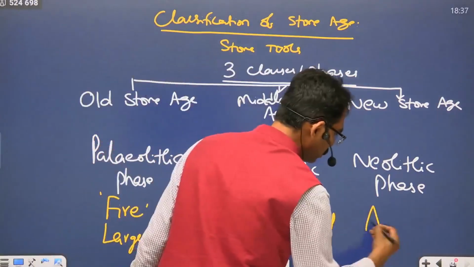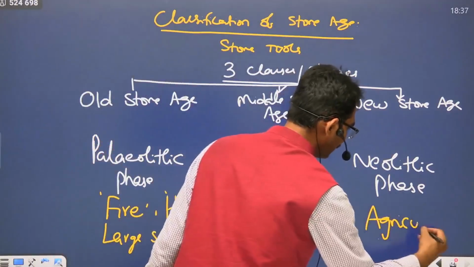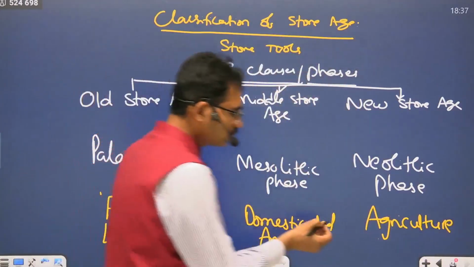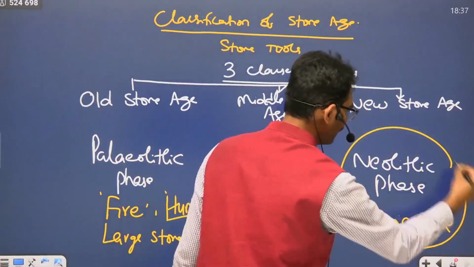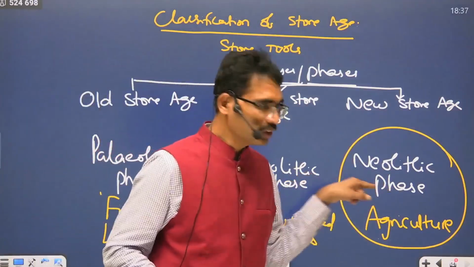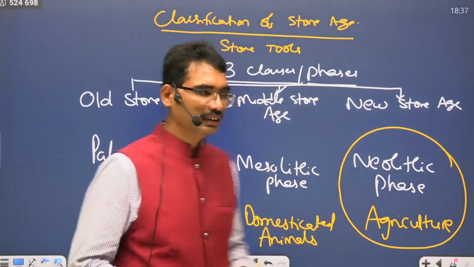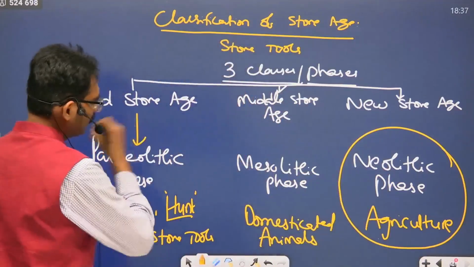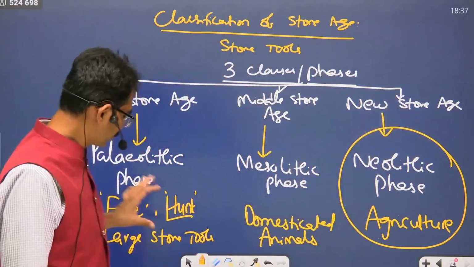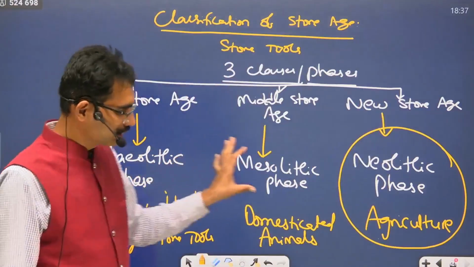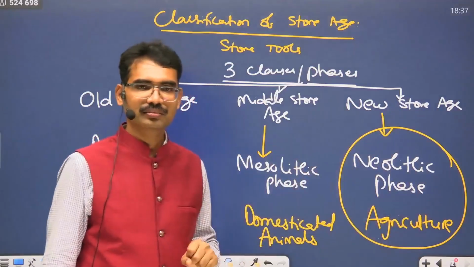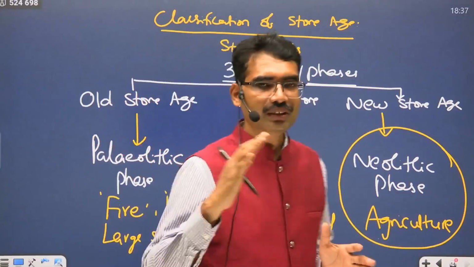These are the people who invented agriculture. Today also we are an agrarian country, but our knowledge about agriculture comes from Neolithic people. All right. So with this, we will end the class. 3 phases: Paleolithic, Mesolithic and Neolithic. Fire, hunting and gathering, domestication of animals, they started. Agriculture practice started. All belong to the Stone Age only.